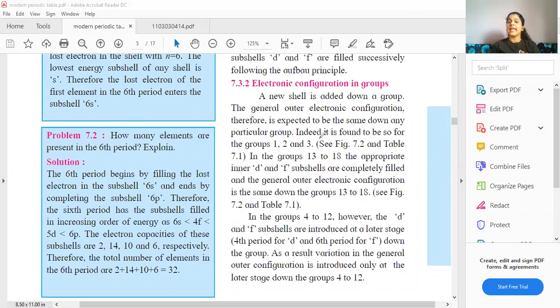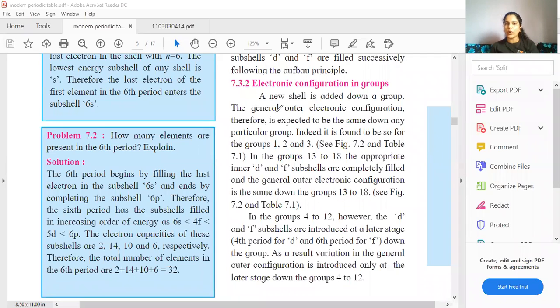Okay, see. Indeed, it is found to be so for groups 1, 2, and 3, okay, this is like a half statement. In groups 13 to 18, the appropriate inner d and f subshells are completely filled and the general outer electronic configuration is the same. Students, we'll see the general configurations and then I'll explain this point.